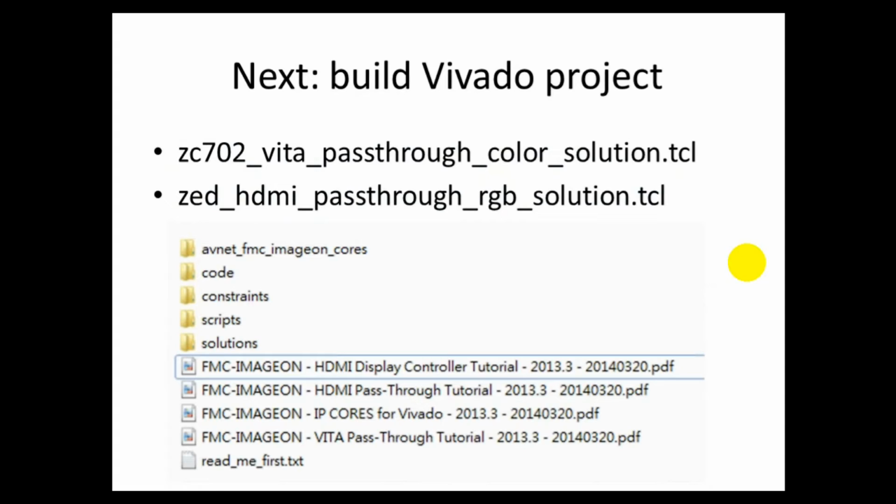And next step. As the picture shown here, if you download the reference design and unzip it, you will see the folder look like this. And if you go to the solutions folder, there will be several Tcl files, and we use these two Tcl files to create our Vivado project.